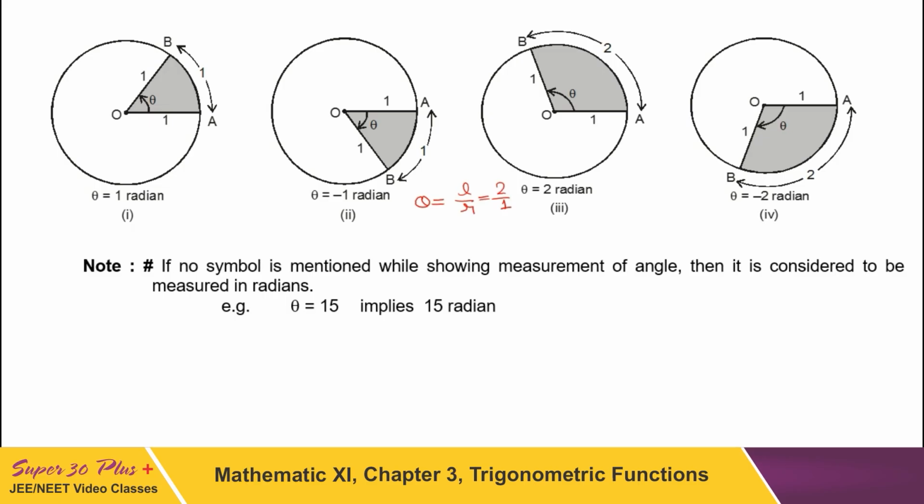One important note here: if no symbol is mentioned while showing the measurement of an angle, then it is considered to be measured in radians. If it is written that theta is equal to 15, it implies it is 15 radian.